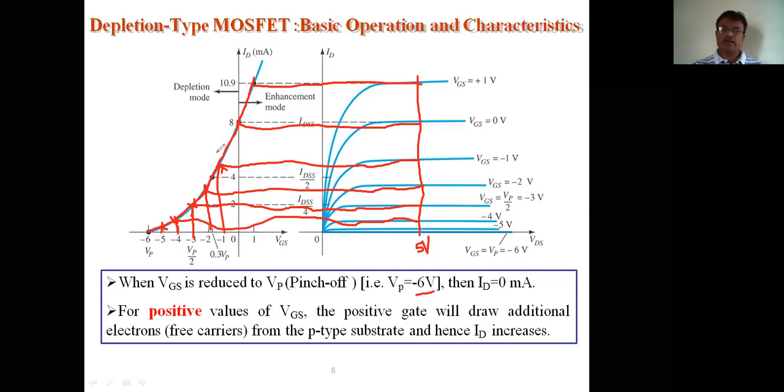For positive values of VGS, here are the positive values, the positive gate will draw additional electrons from the P-type substrate, hence ID increases. When you apply a positive gate to source voltage, in the P-type substrate the minority carriers are electrons. They are also attracted and they enter the channel. So electrons increase, and current also increases.